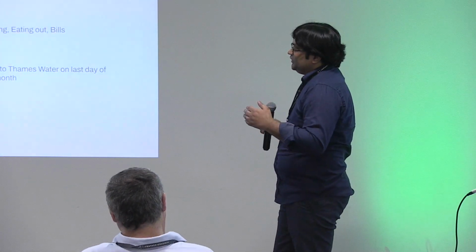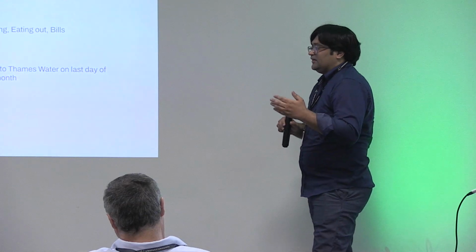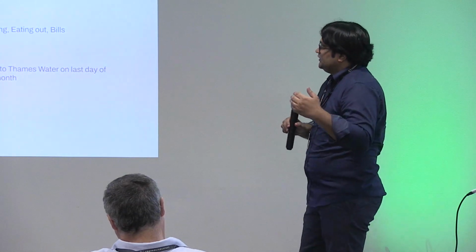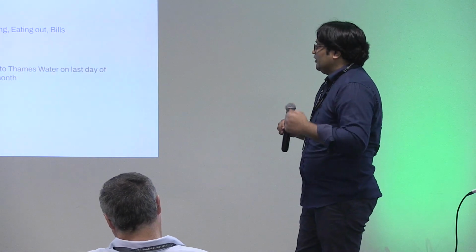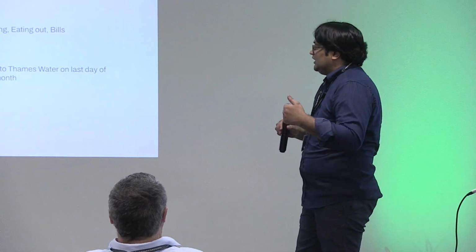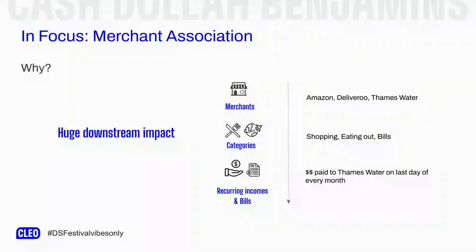And then also for finding the recurring patterns from those transactions. For example, some dollars paid to Thames Water on the last day of every month. You need to have that merchant there in order to find those recurring patterns among the different transactions.